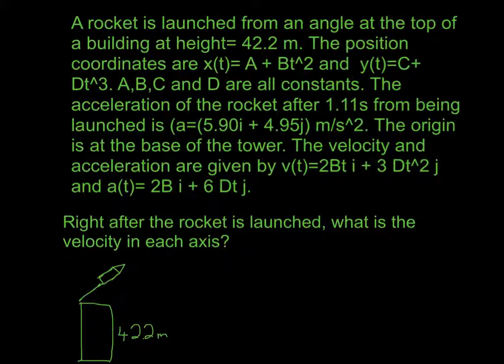The next thing is sig figs. It's going to be 3 sig figs because that's what everything uses. Final thing, it says velocity, so it's going to be in meters per second. So right after the rocket launch, that means that time will be 0. So we need the x and y component for velocity.